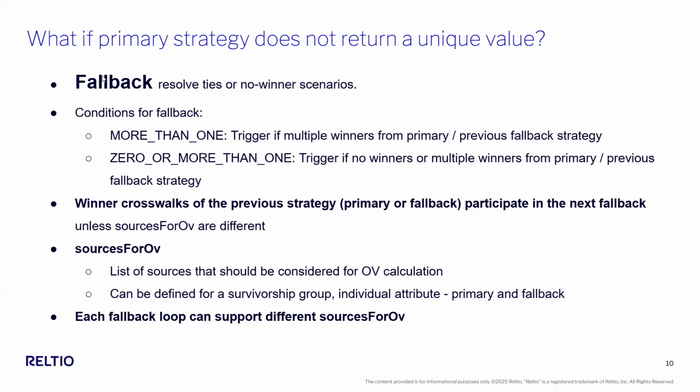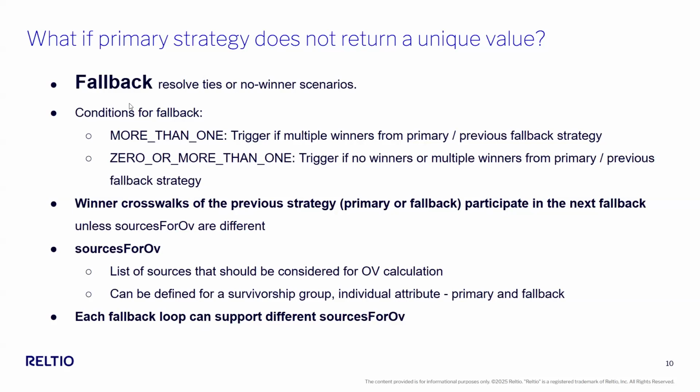So fallback can be executed on two conditions. One of the conditions is called more than one, when the attribute has more than one operational value based on the primary survivorship that has been applied. And the other condition is zero or more than one. So if the attribute either has zero values or more than one value, then you can apply the fallback. Here you'll see that currently there is no zero-only condition, right? So to fill that gap where we do not support only zero conditions, there's another enhancement which is being planned, or which is releasing with our 25.2 release.